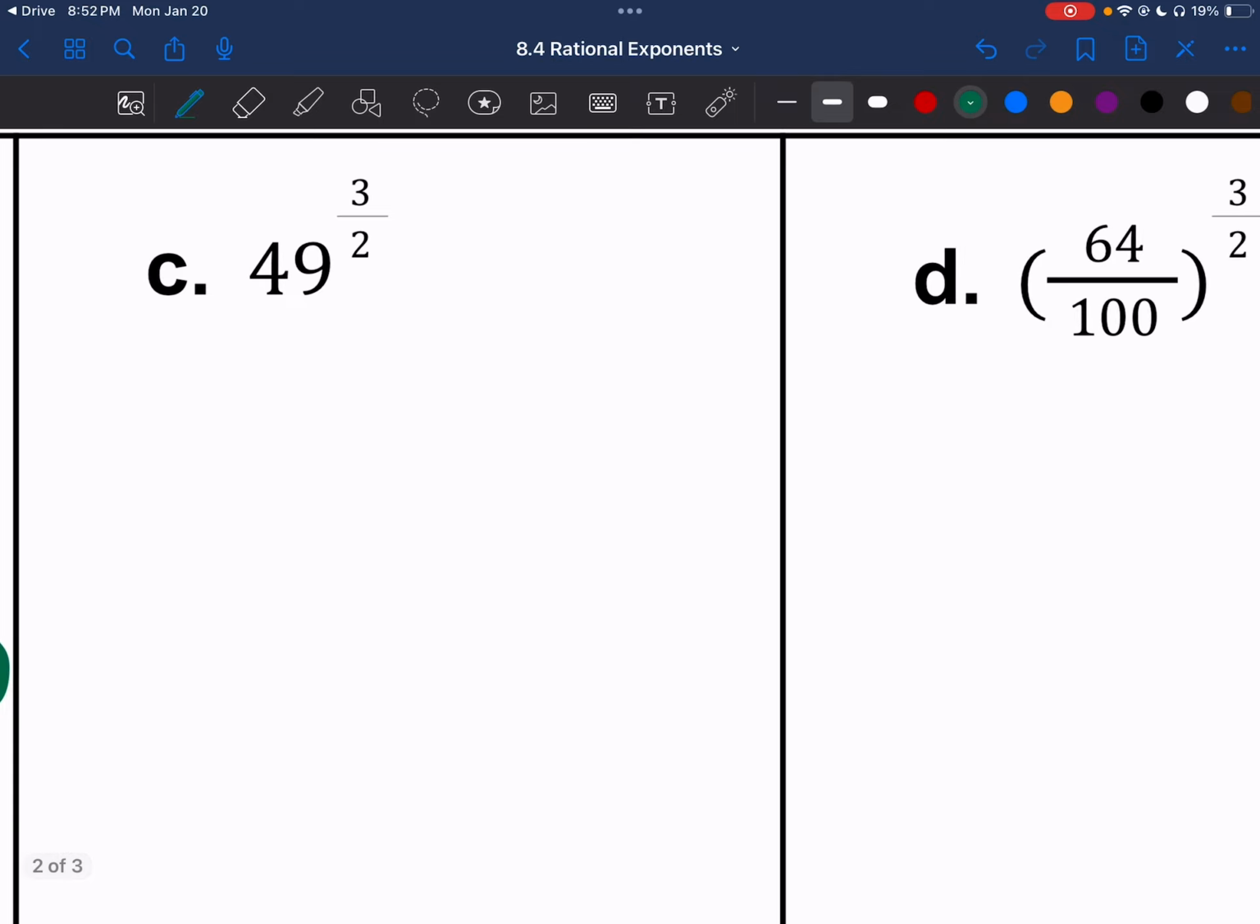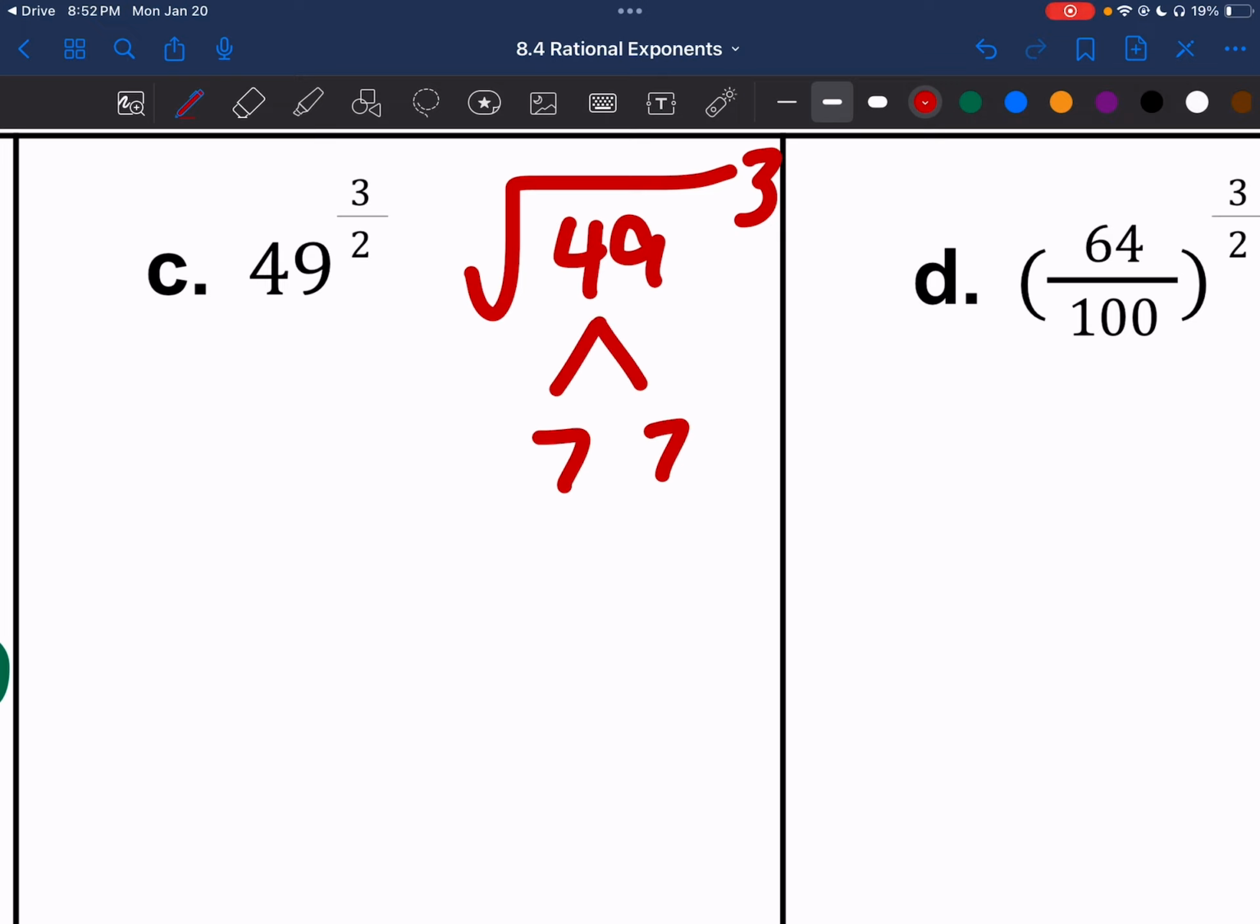Okay, so now we've got 49 to the 3/2 power. So we can rewrite this. You can write it in one of two ways. It's the square root of 49, and we can put that 3 on the outside, right? Because 49 is a perfect square that we can take a perfect square of. We can work with that, right? Because that's 7 and 7, and it's a square root. So we have 7 to the 3rd power, which is going to be 343.